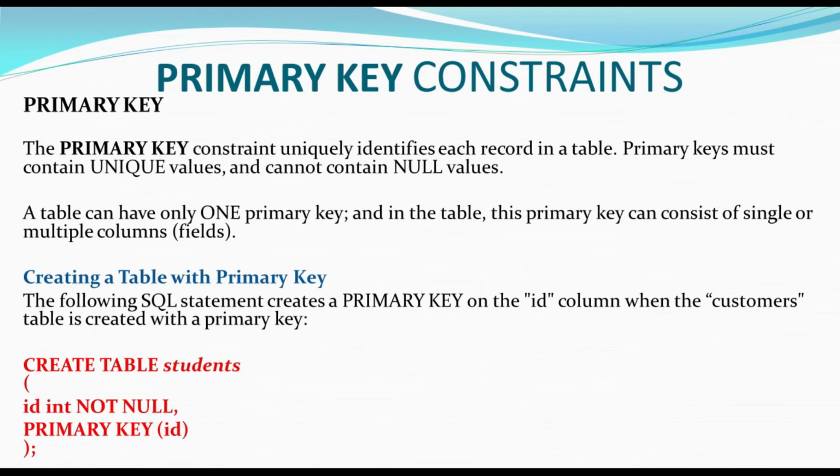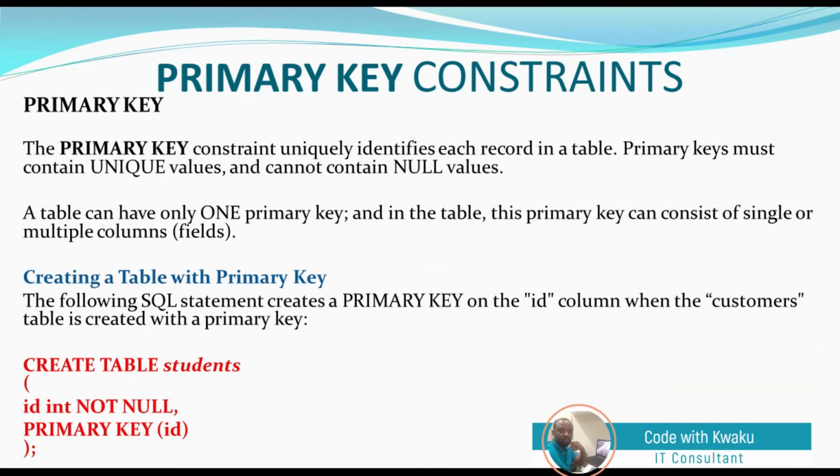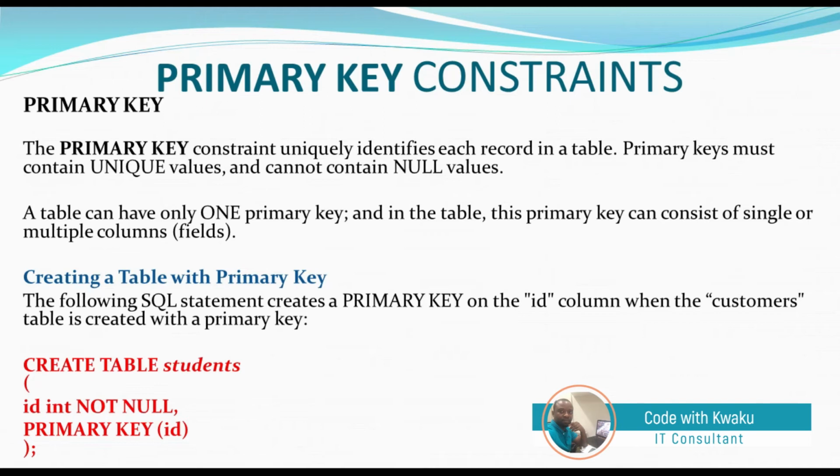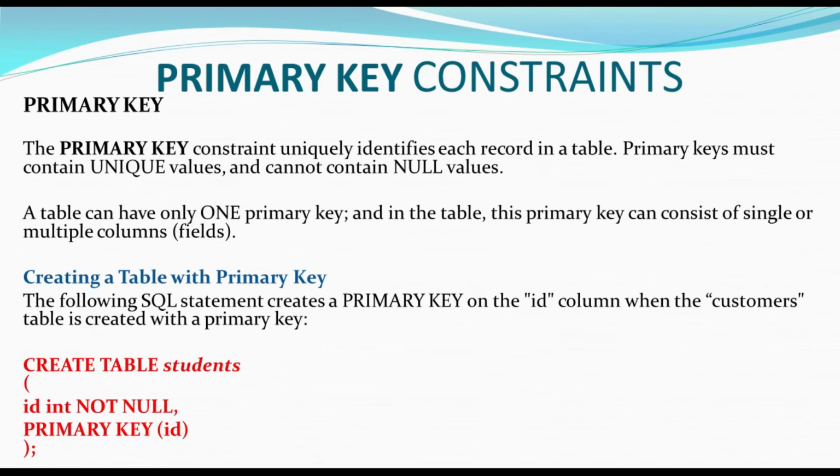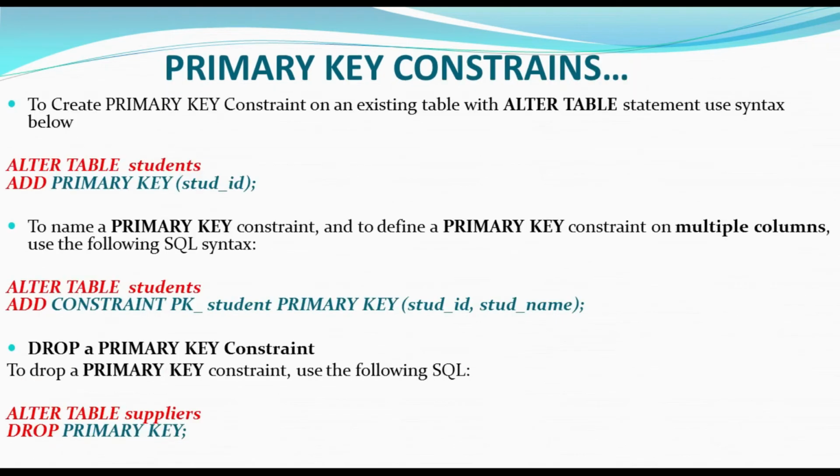So that is how primary key works. A table can have only one primary key, but this primary key can consist of single or multiple fields. Okay, so the statement below is what we use to create primary keys.